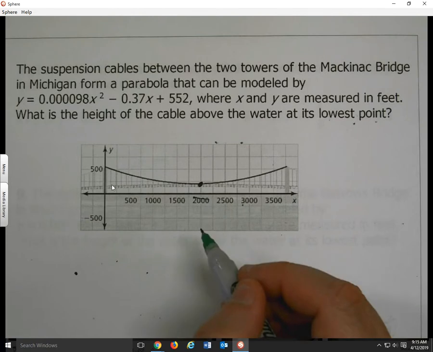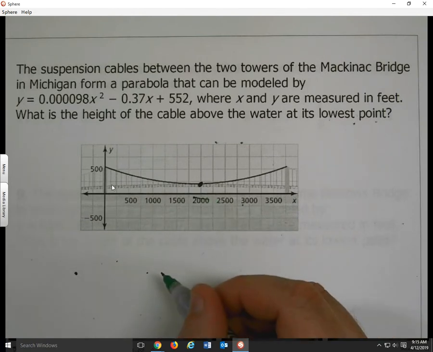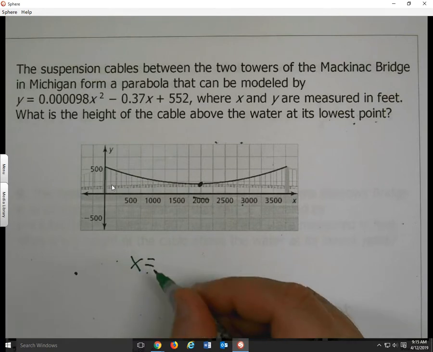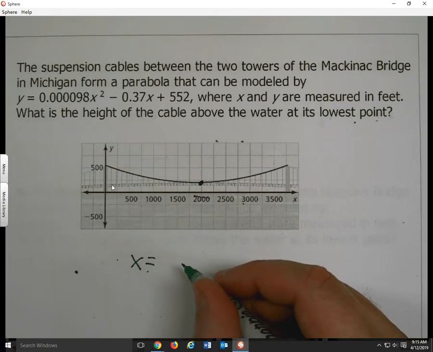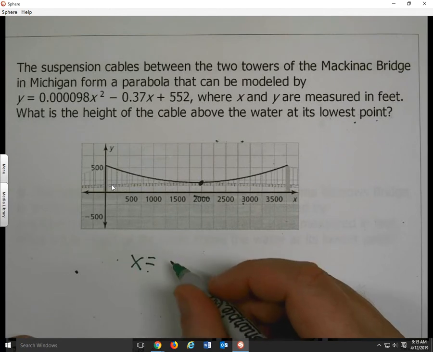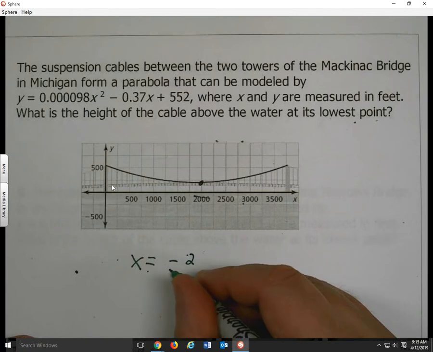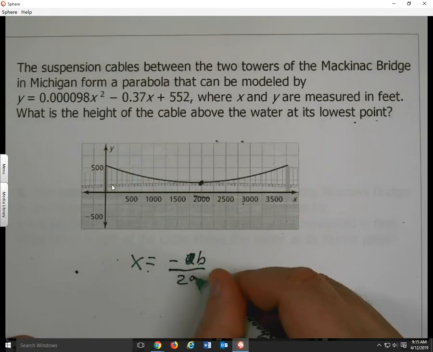Now some of you are tempted to count here, just count what that would be. And maybe that's a good way to check yourself. But I'm going to use the formula. Admittedly, it becomes a lot easier to use Desmos.com: type in the quadratic equation and it just graphs it for you. But where's the fun of that? So x equals negative b over 2a, right?